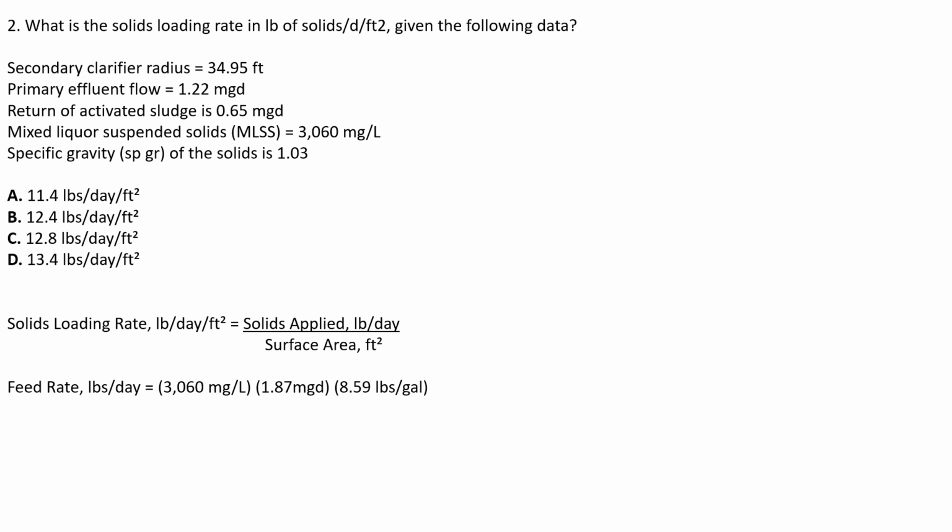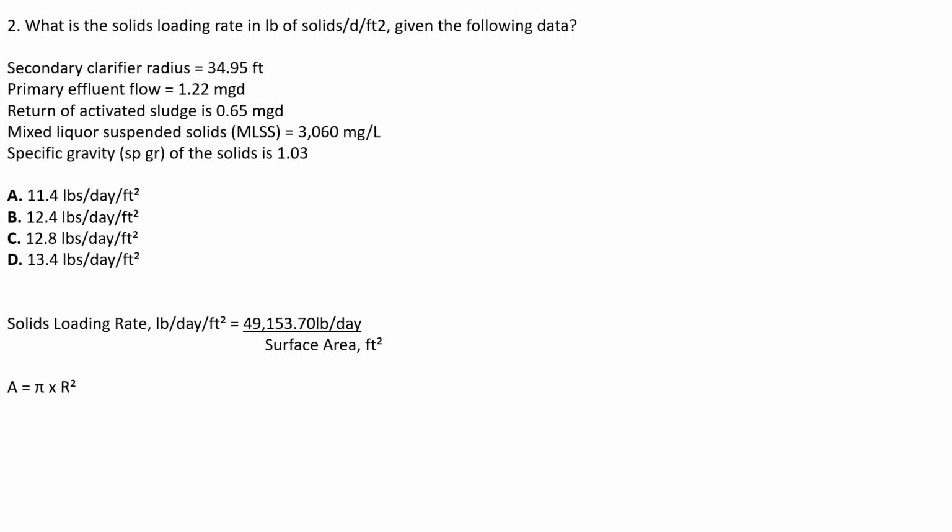So we solve for our brackets. We get 1.87 million gallons a day when we add the 0.65 and 1.22 together. And when you multiply 8.34 times 1.03, you get 8.59 pounds per gallon. So now we can multiply that all together: 3,060 milligrams per liter times 1.87 mgd times 8.59 pounds per gallon. And the answer was 49,153.7. I decided to put it in the bracket already.